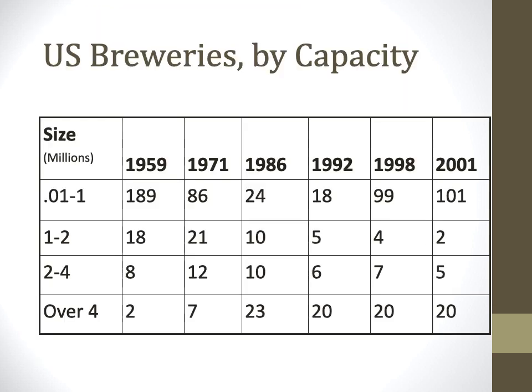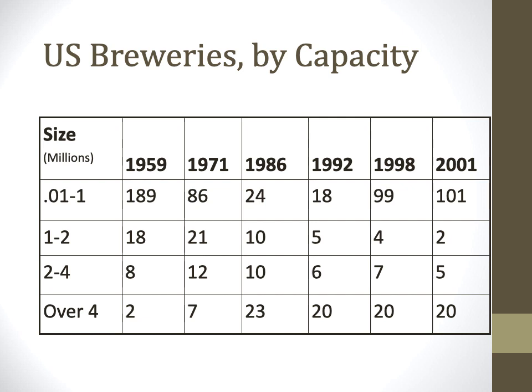So let me look at this chart, and there's a similar one in chapter 5 of the textbook. And let me remind you of a couple things as we're looking at that. The minimum efficient scale is something over 4 million barrels. So really only the bottom row would be the breweries of efficient size. And you can see in 1959, there were only 2 breweries big enough to take full advantage of those economies of scale.